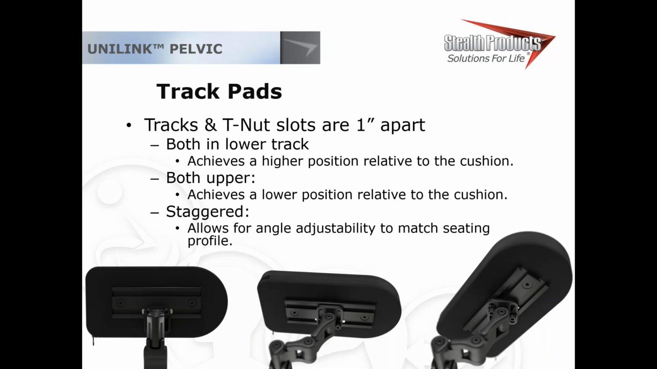With these tracks and T-nuts, you can do a few things. If you put them both in the lower track, you can raise your pad in relationship to the cushion. If you put them both in the upper, it'll drop it down a little bit in relationship to the cushion or hardware. But if you stagger them, one in the top, one in the bottom, you can rotate your pad nearly 180 degrees. And that's very useful for those times when you don't have just a flat cushion. So if you have an anti-thrust, for example, and you need to put this pad right in smack dab middle of the anti-thrust, you can angle it to match without leaving a giant gap on the shallow side.